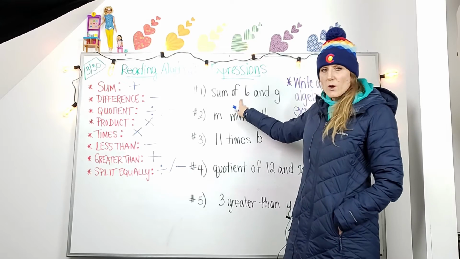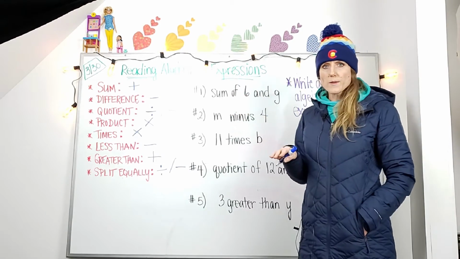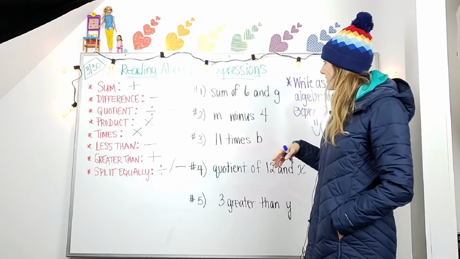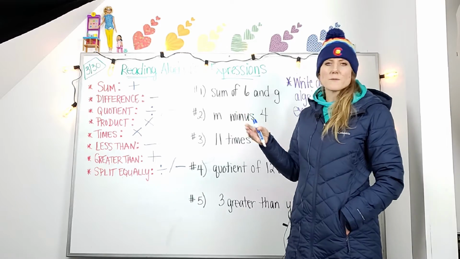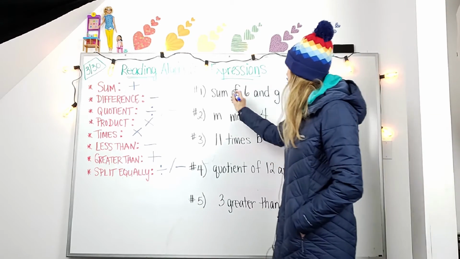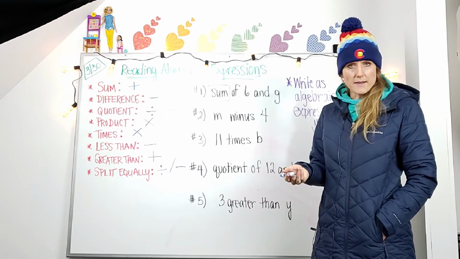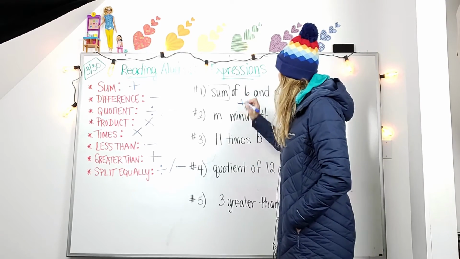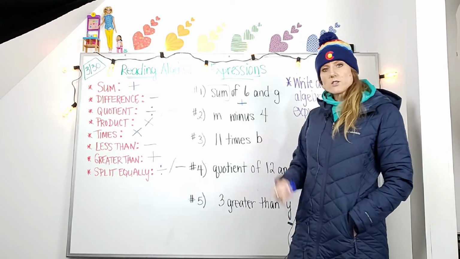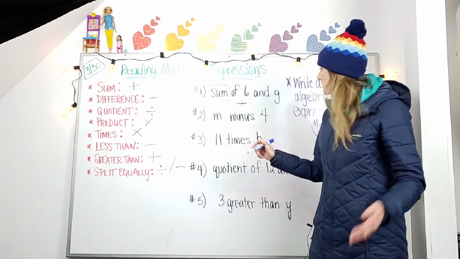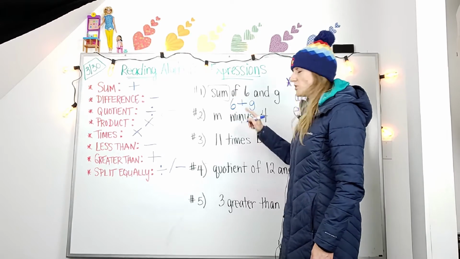I want you guys to code these as you're working through them. There will be notes attached where you can do that, but I'm going to code them for today so you can make sure you're paying special attention to the important words there. So when we're looking for the sum of something, we know we're going to be adding. Okay. So I know it's going to be a plus sign. And it says the sum of 6 and G. So we're going to add those two together. My 6 and my G.